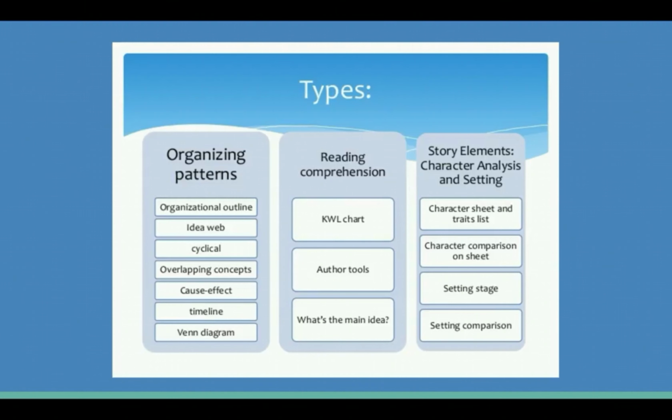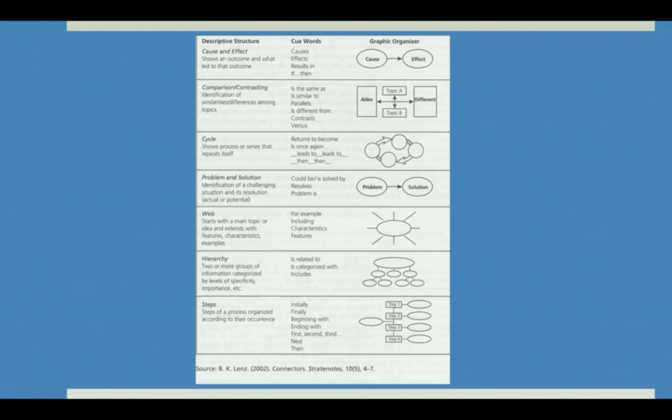On this slide, we have 3 different types of graphic organizers and how you could use them. So you can look at these organization patterns, reading comprehension charts, and then story element examples. So an example organizer. And again, some additional examples of organizers. So if you're looking at cause and effect, you might use this type of organizer. If you're looking at a hierarchy, you might use this one. And if you're looking at problem solution, etc. So I believe this was in your text, so you should have access to this slide as well.